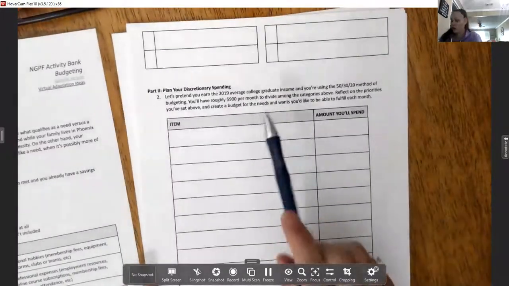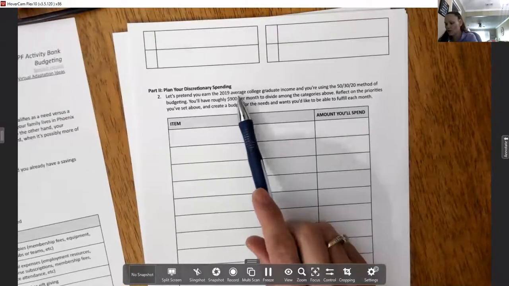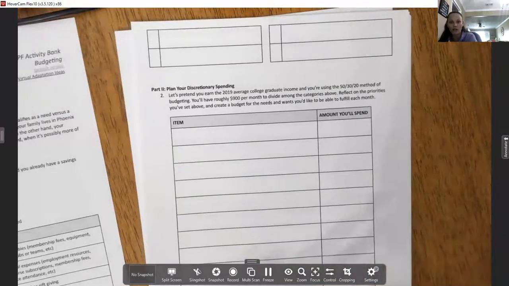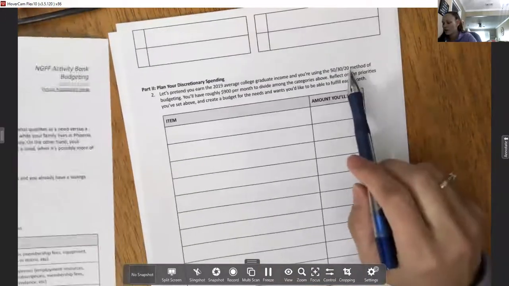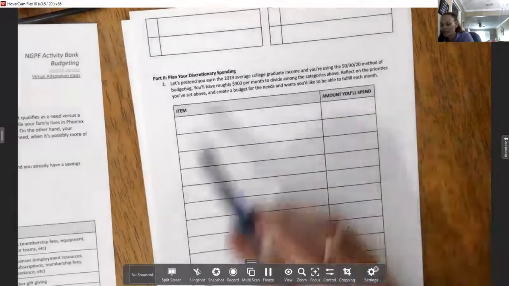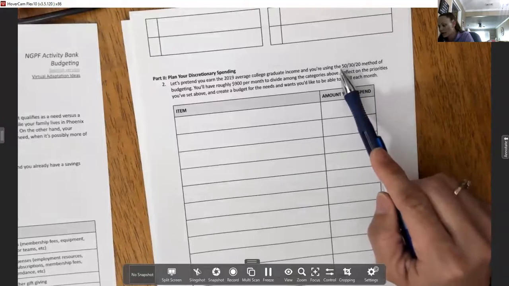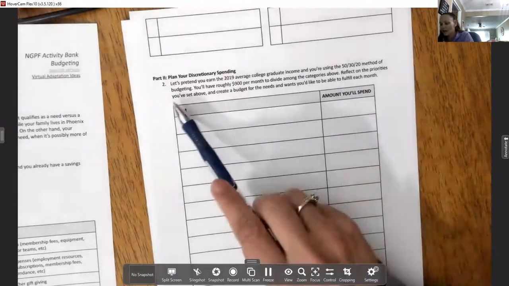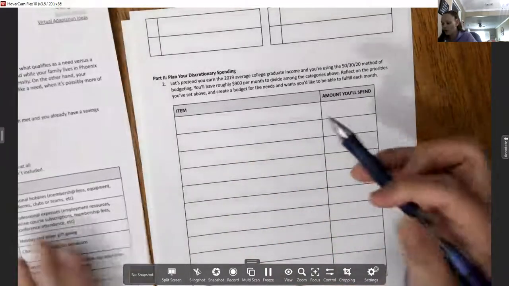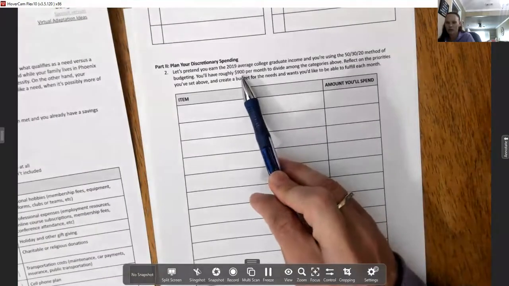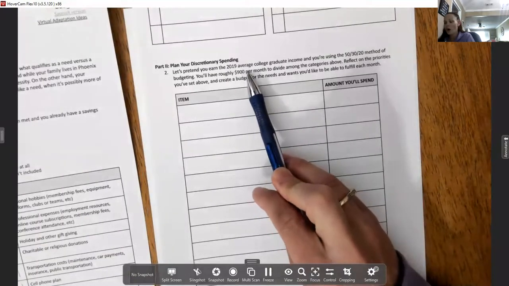Then you pretend you have the 2019 average college graduate income using the 50, 30, 20 method. You don't have to know what this is. It does the math for you already. But basically that's needs, wants, and savings. And so they're saying after you do that, you have $900 for your wants.